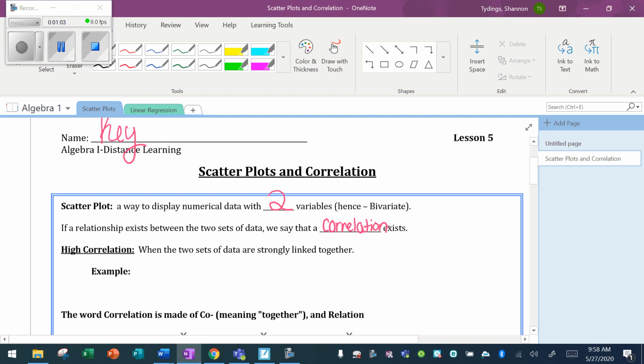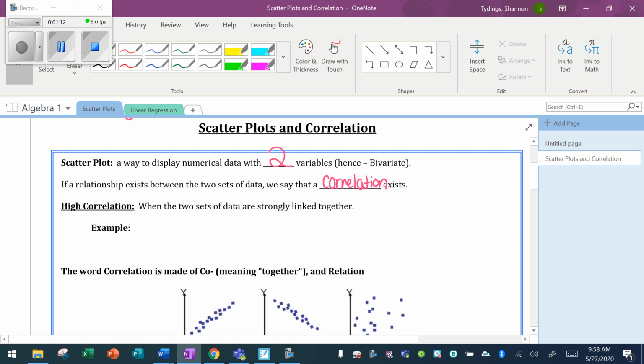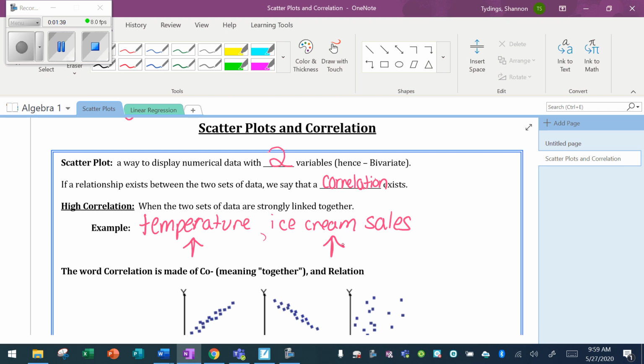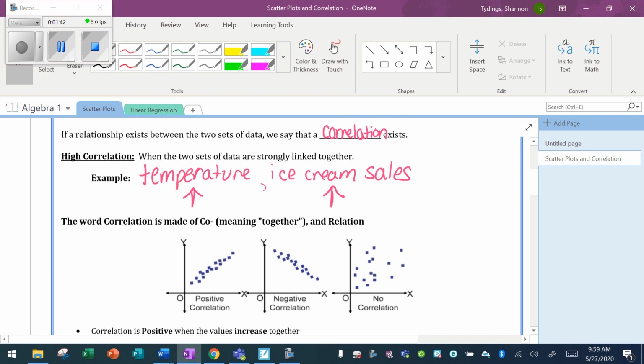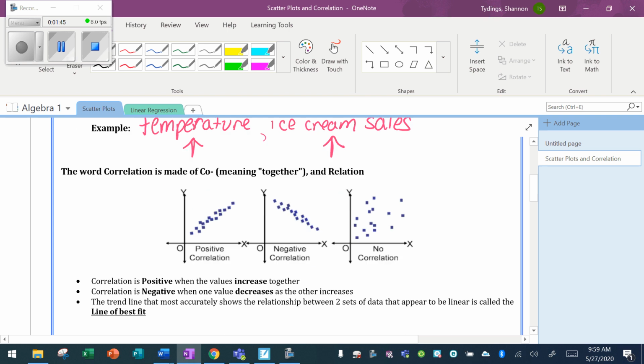Now, I want to bring that to an example. If there's high correlation, that means the two sets of data are strongly linked together. An example that I like to use is to think about the temperature right now. This week it's been really hot. As the temperature increases, ice cream sales will probably increase as well. So as the temperature increases, the ice cream sales are going to increase, and that's an example of high correlation. The word correlation is made of co, meaning together, and relation.